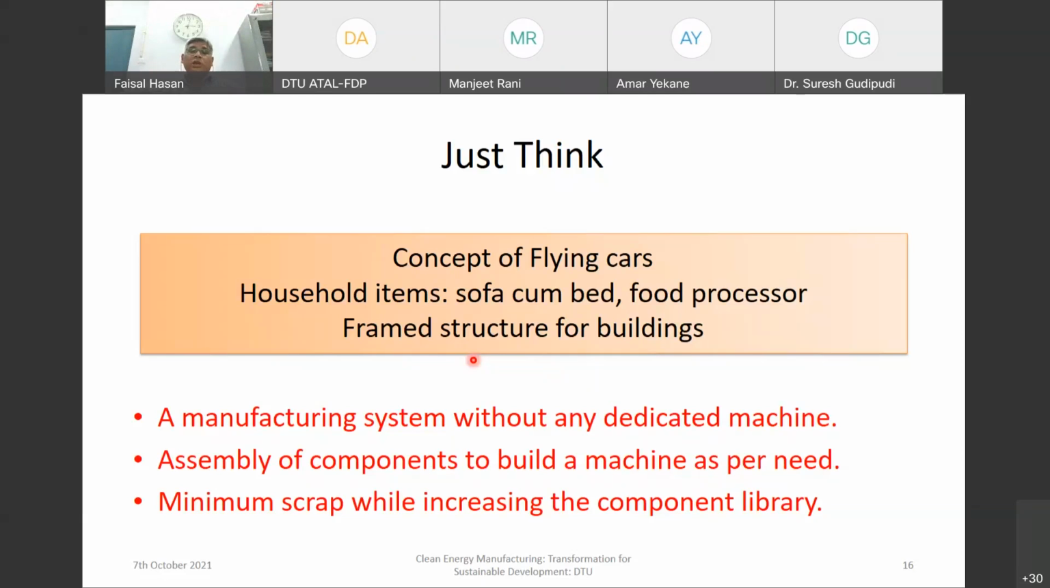Then slowly, if you see, we are moving towards framed structures. Earlier, what do we have? We have load-bearing walls. We are constructing houses, and construction is on load-bearing walls.